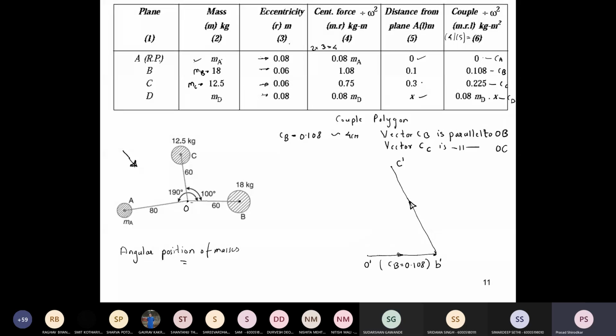Similarly, B dash, C dash, or vector C, I should write this as C, is equal to 0.225. Sir, for accuracy, the angular position of masses diagram should not be rough, it should be with scale. The angles should be accurate. The distances, this 60, 60 and 80, need not be accurate. The angle should be the exact angle. That is what I said.